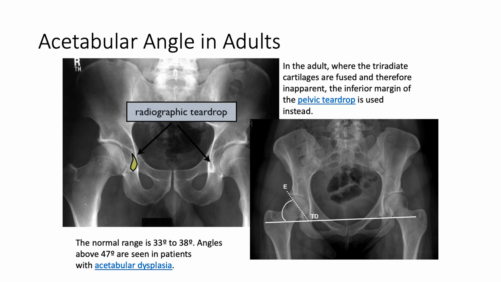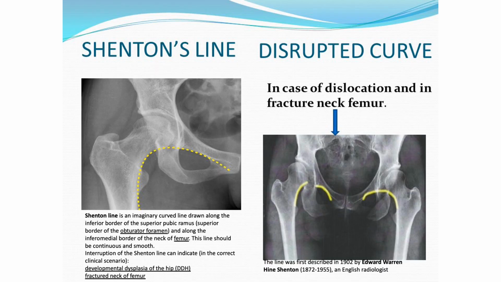So another useful tool is the Shenton line. A Shenton line is an imaginary curved line drawn along the inferior border of the superior pubic ramus or the superior border of the obturator foramen and along the inferior-medial border of the neck of the femur. So the yellow curved line represents the Shenton line.